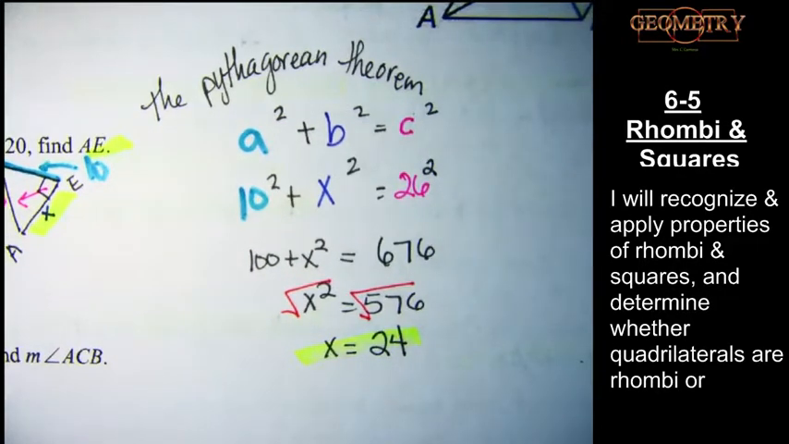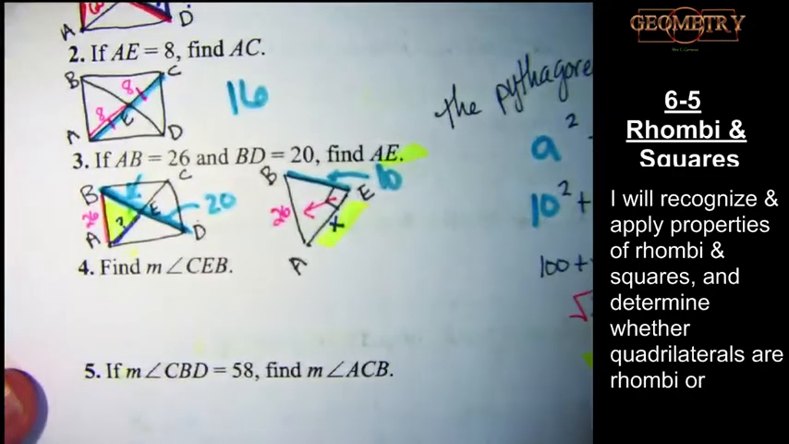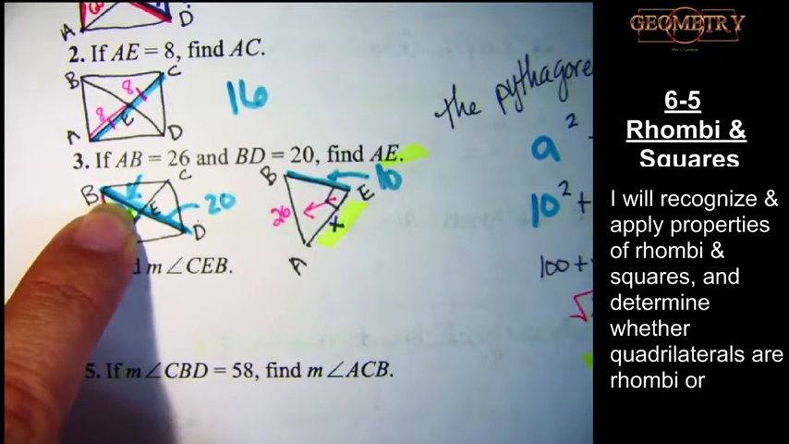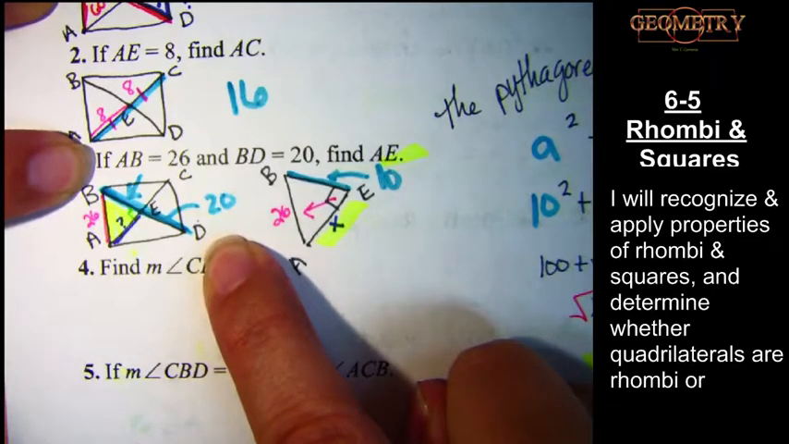Questions on what I did? Ask them now. Now, where'd you get the 10 from? Great question. I got the 10 from here. So BE is that little piece right there, which is half of this entire diagonal.